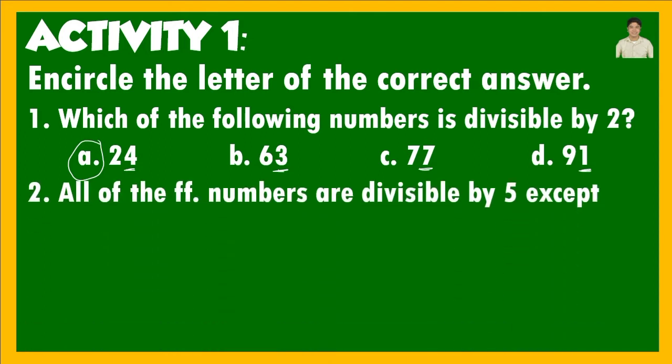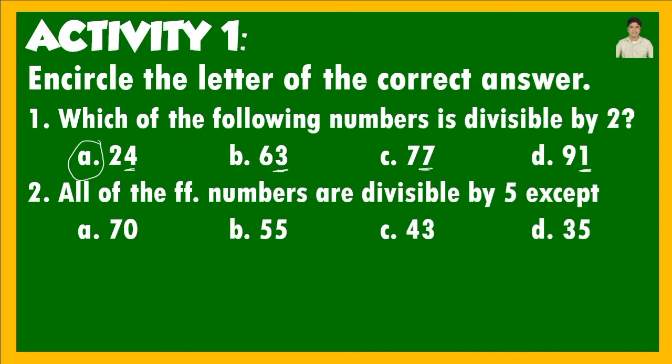All of the following numbers are divisible by 5 except. So, ibig sabihin, lahat daw ng mga numbers na nakalista ay divisible by 5 except dun sa isa. So, let us have the choices. A, 70, B, 55, C, 43, or D, 35. Okay, so yung rule natin sa divisibility by 5, kailangan nag-e-end sa 0 and 5.